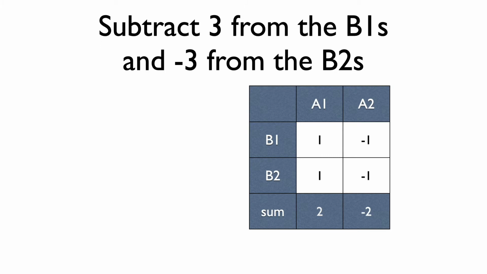So if we take 3 out of all the B1s, what do we get? Take 3 out of that. This is labeled. Okay, take 3 out of these. 4 minus 3 is 1. 2 minus 3 is negative 1. We're going to take negative 3 out of here. Negative 4 minus negative 3 is negative 1. Oops, that should be a negative 1, sorry.